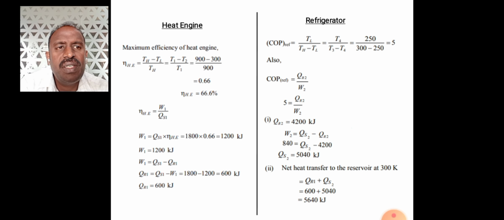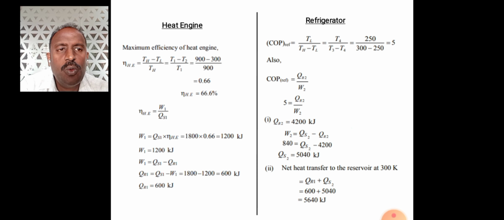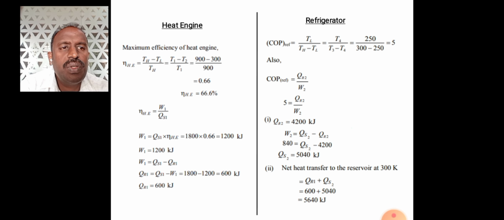COP of the refrigerator is QR2 divided by W2. We know W1 is 1200, and W1 minus W2 is 360, which is given in the problem as the net work output. From that you can calculate W2, which is 840. With the W2 value and the COP value known, you can calculate QR2, which is 4200 kilojoule.